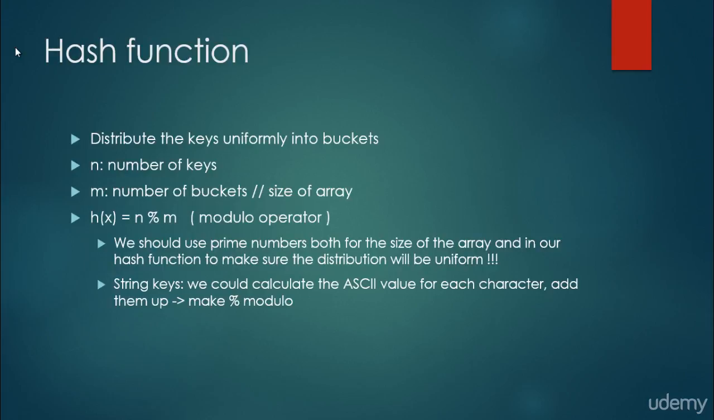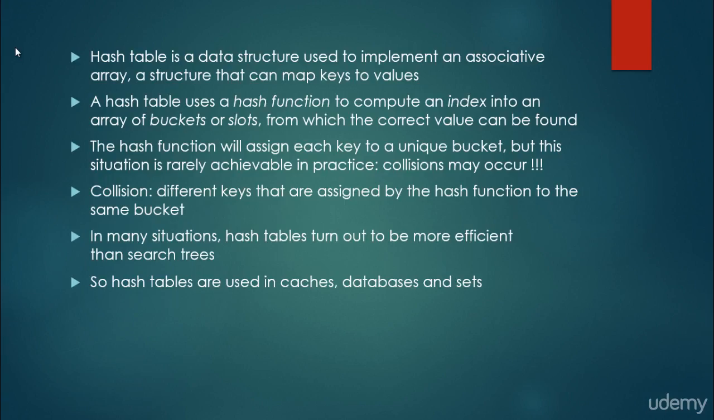If you have string keys, of course, we are not able to use our modulo operator on strings or characters. Then we could calculate the ASCII value for each character, add them up, and apply the modulo operator on them. So this is a common programming practice. If you want to assign a number to a given character, you should use its ASCII number. I think the lowercase a, for example, is 61, and 62 is b, I think, I'm not sure, but something like this.